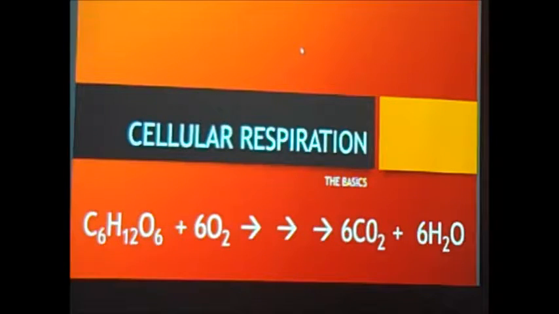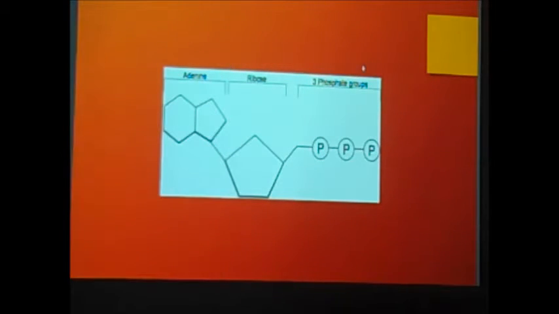It's completely different. It happens in a different spot in the cell, and also cell respiration occurs in all animal cells and all plant cells, where photosynthesis, remember, only occurs in plant cells. So here is the goal of cell respiration.